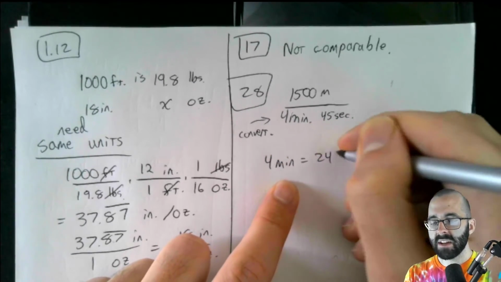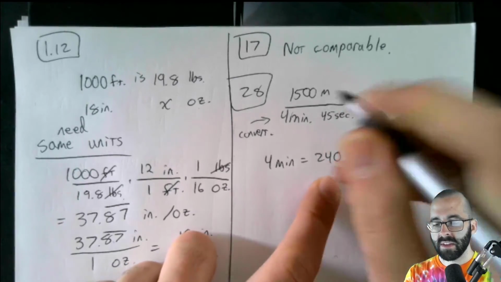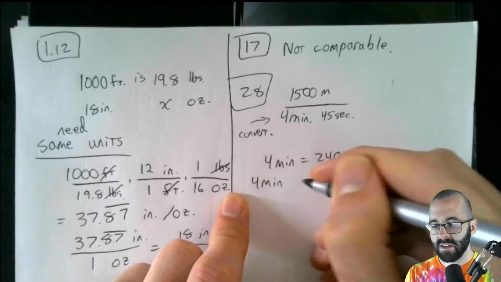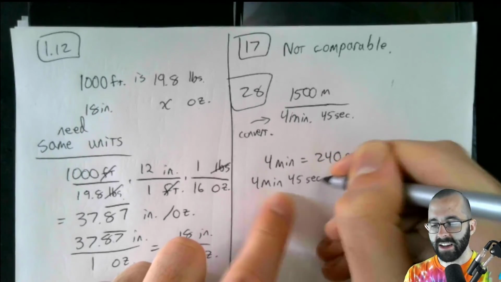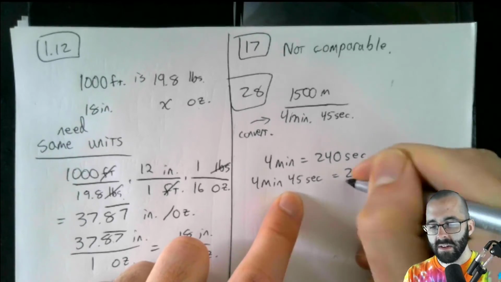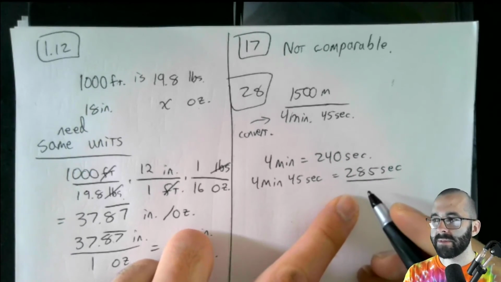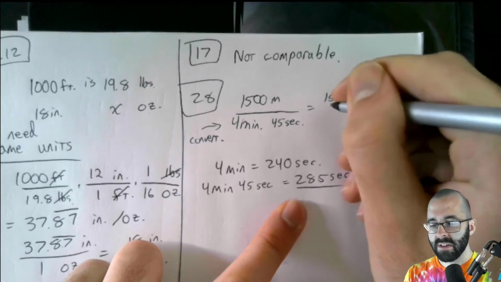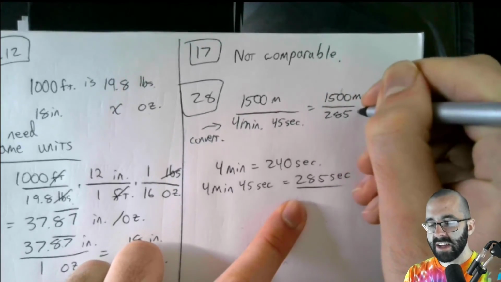That's 240 seconds. So 4 minutes, 45 seconds, it's just adding another 45 seconds to that. That's going to be important. So this is going to be 1,500 meters in 285 seconds.